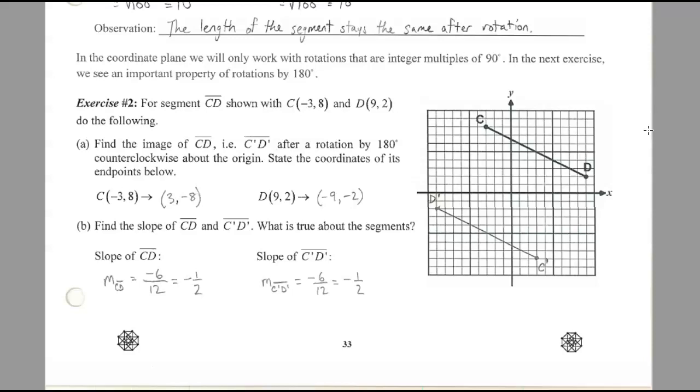Same thing for point D. Point D is moving from quadrant 1 into quadrant 3, so the 9 and 2 stay intact, they just change their signs. Looking for the slope of these, we have the slopes at negative 1/2 for both segments. And so what's true about those segments is they end up being parallel. And that will happen no matter what. If we have a 180-degree rotation, we will end up with parallel segments no matter where they are.